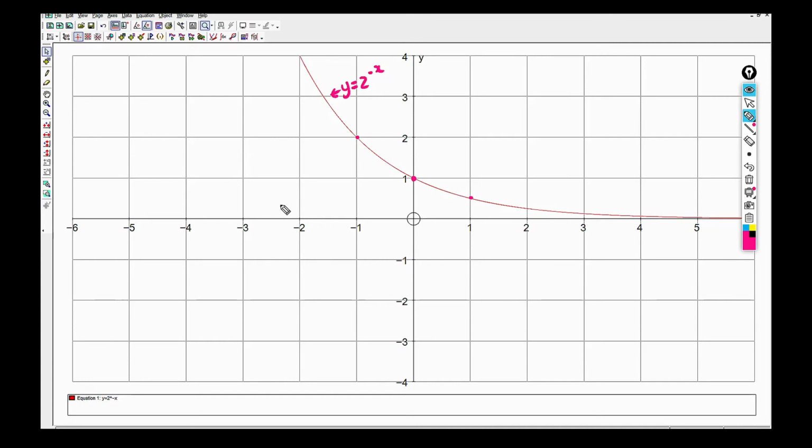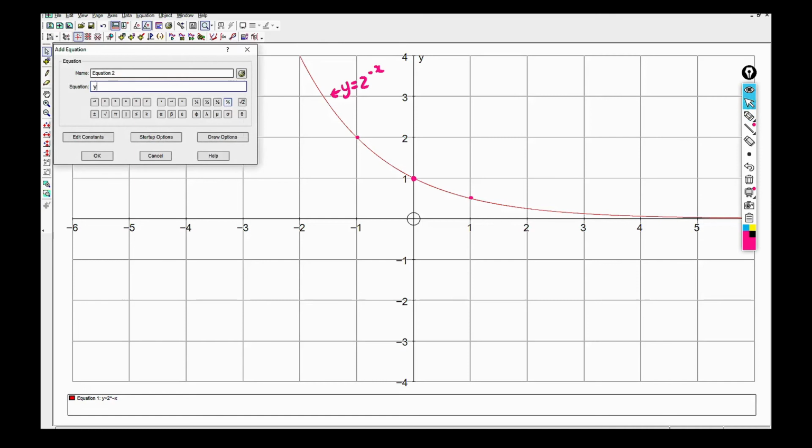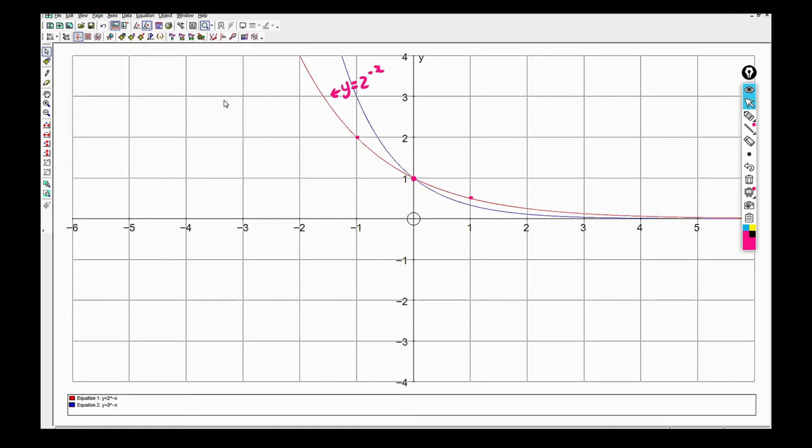Now let's have a look at what happens when the base number increases. So we've got y equals 3, let's say, to the power of minus x. And you can see here that with this equation, it's doing exactly what it did with positive powers, in the fact that as the base number increases, it's just going to get closer and closer to the y-axis. So this equation here is y equals 3 to the power of minus x.